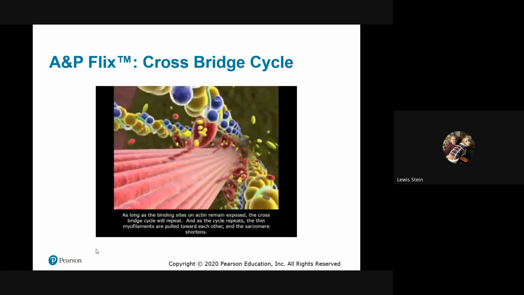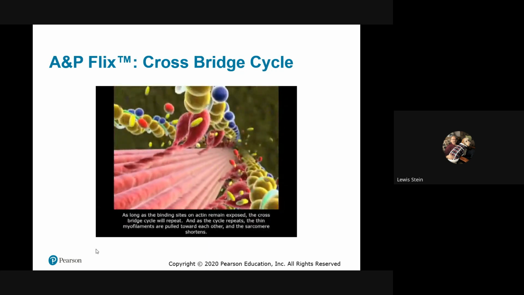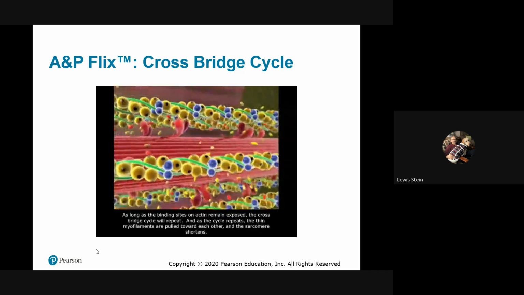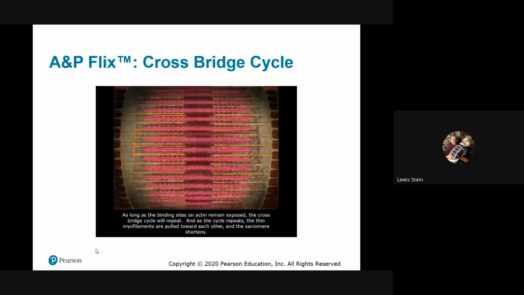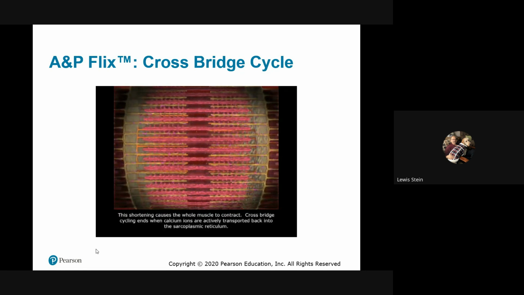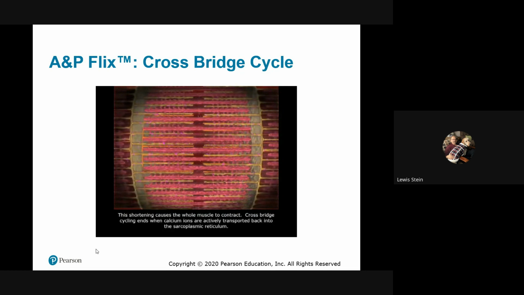As long as binding sites on actin remain exposed, the cross-bridge cycle will repeat. And it will do so as the cycle repeats. The thin myofilaments are pulled toward each other, and the sarcomere shortens. This shortening causes the whole muscle to contract.